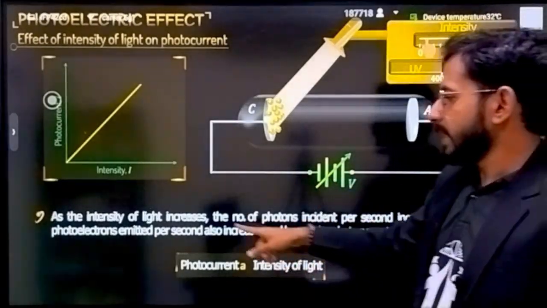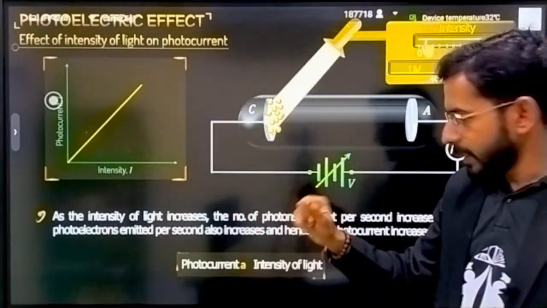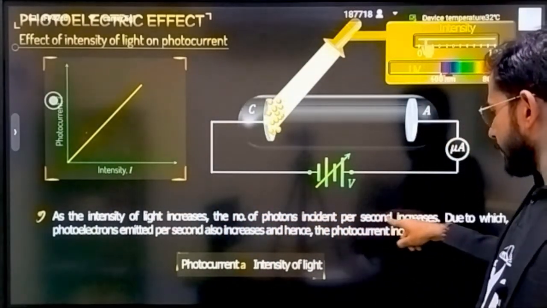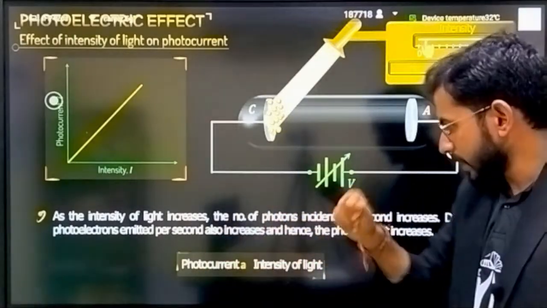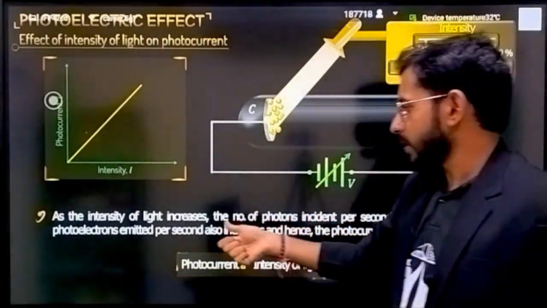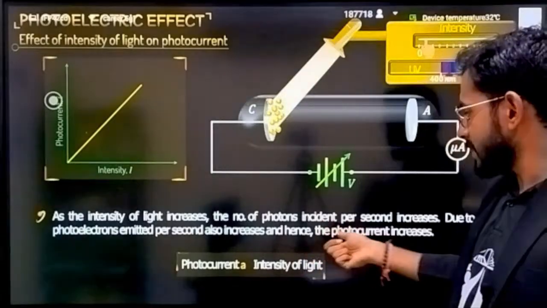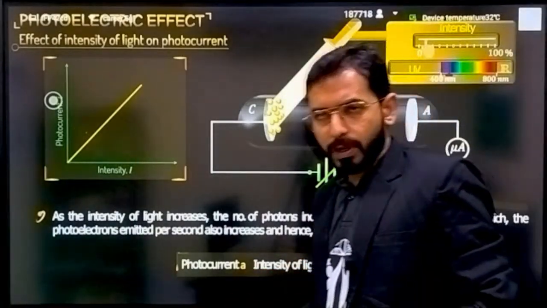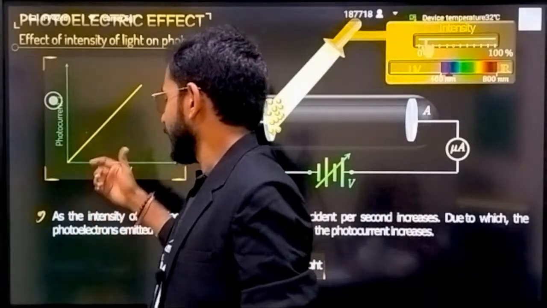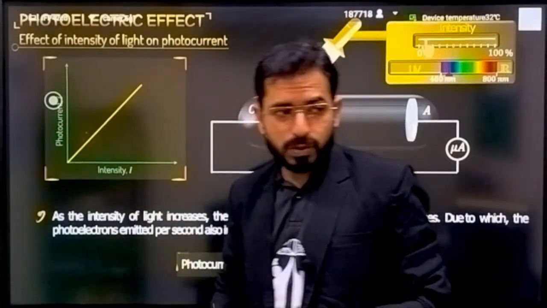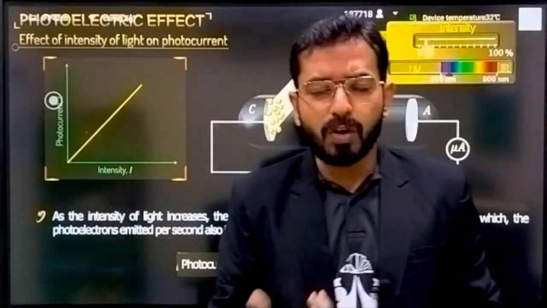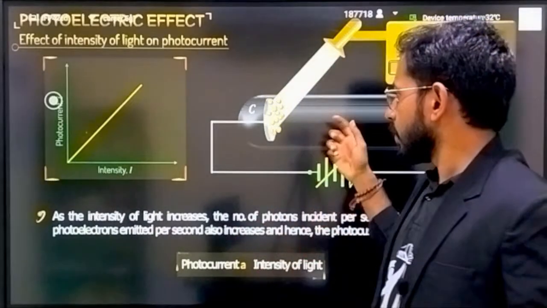So see here, as you are increasing the intensity of the light, the number of photons incident per second also increases, due to which the photoelectrons emitted per second also increase, hence the photocurrent also increases. So if we are plotting a curve between photocurrent and intensity, what will be happening? As intensity is increasing, photocurrent is also increasing. Very obvious thing that will be happening, okay? Not rocket science.